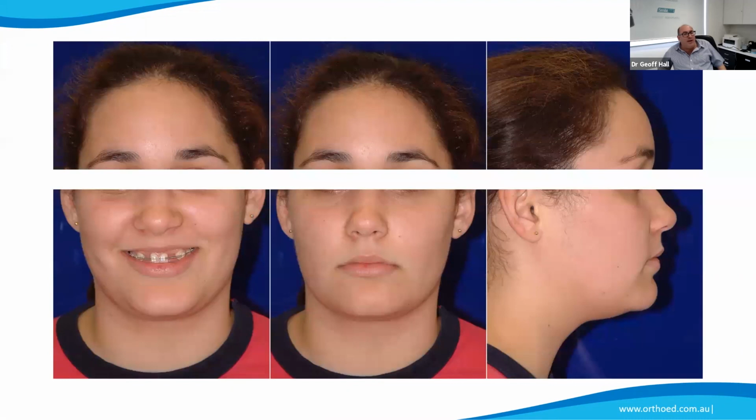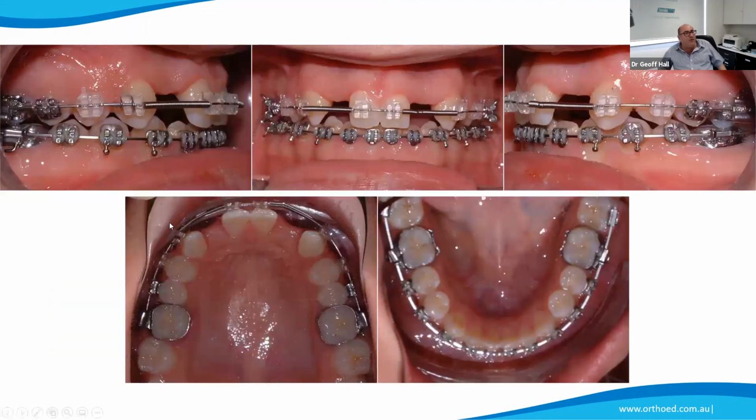So I go ahead then and say, great, let's put brackets on and look at the bone. We've got a beautiful class 1. We've taken out the upper C's. We've distalized the teeth. And the bone is great because we've got bone regeneration as we've moved the canines distally.